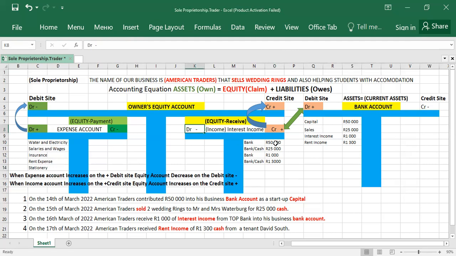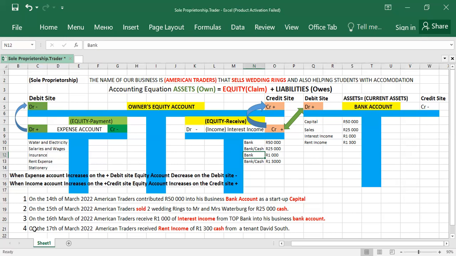Now, because we are receiving money, the equity account will increase on the credit side, and the interest income account also is going to be increasing on the credit side. Now, the interest income account is increasing with 1,000 rand. Where does this money come from? Contra account, remember, we are swapping accounts. The interest income increases on the credit side with how much? 1,000 rand. Where does this 1,000 rand come from? It comes from the bank account. That's why we have bank on the credit side as a reason. These are the details. Let us go and record the last transaction.